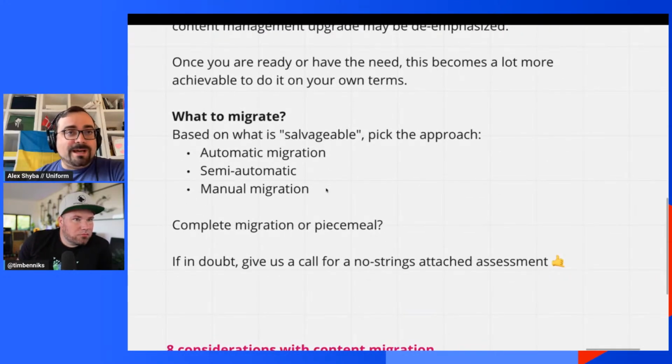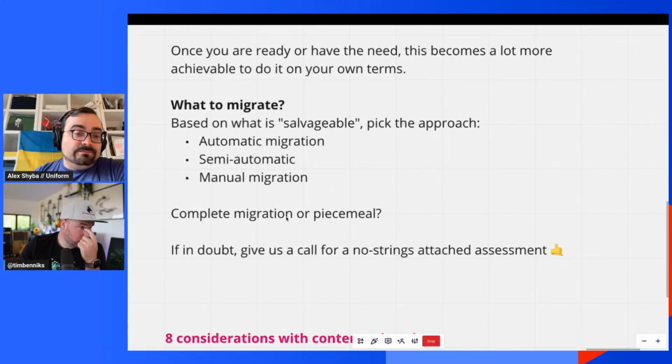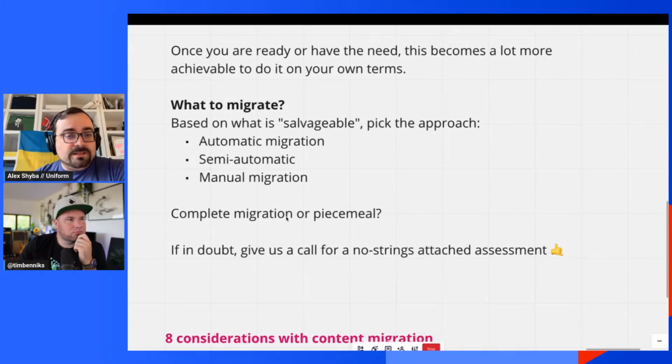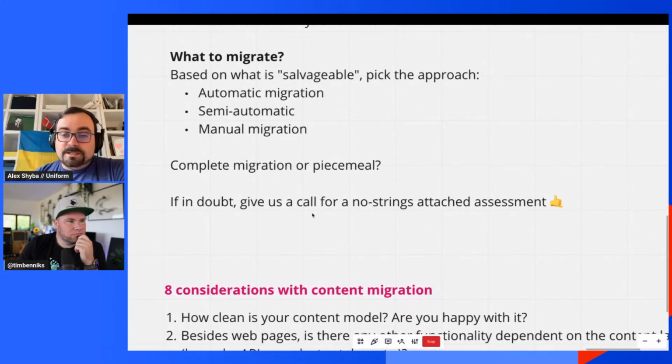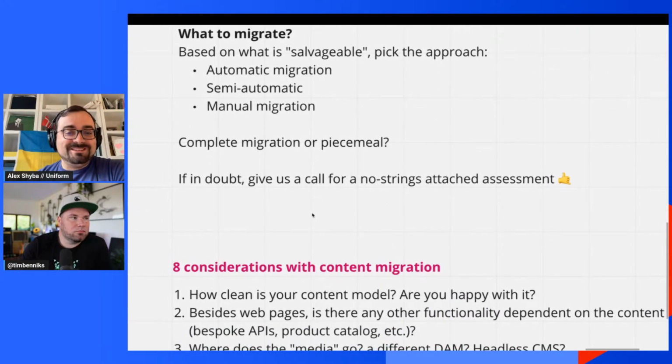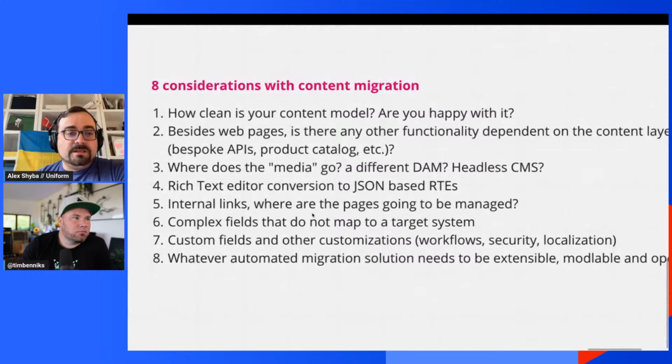If you're happy with your content models, great. There could be automatic, semi-automatic, or manual migration, and you can start piecemeal or move the whole content repository. We've done these assessments for many folks, so if you're in doubt and want a no-strings-attached assessment, happy to help. These are eight considerations from my personal experience of what you think about when you attempt something like that, and this is typically de-risked and discovered during a phase 0 pilot.